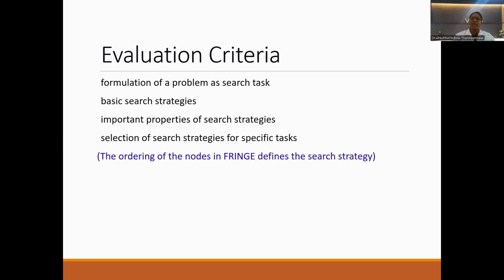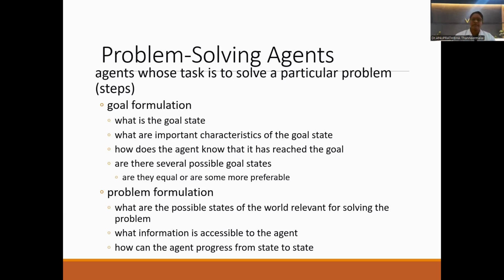And the next thing is evaluation criteria. So the formulation of a problem as a search task, basic search strategies, important properties of search strategies, selection of search strategies for specific tasks. So already we have seen goal formulation, where the agent's task is to solve a particular problem.